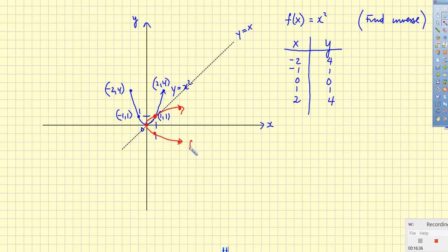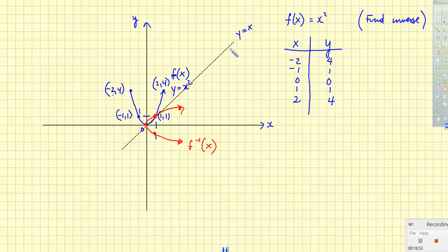This is our f. This is our f inverse x. Okay? And our original was f of x here. So we know y equals x squared is our original, or f of x function. Okay, y equals x squared, or f of x equals x squared.